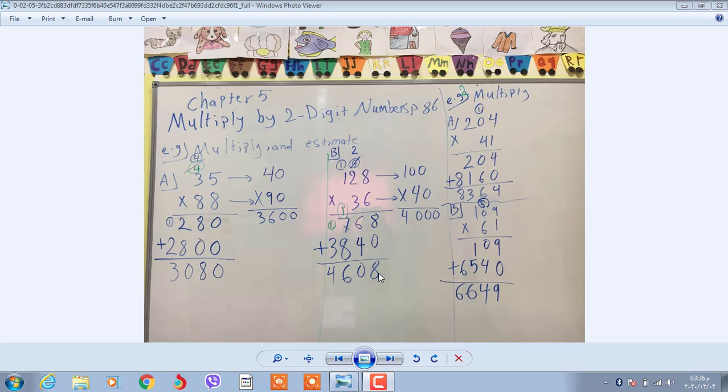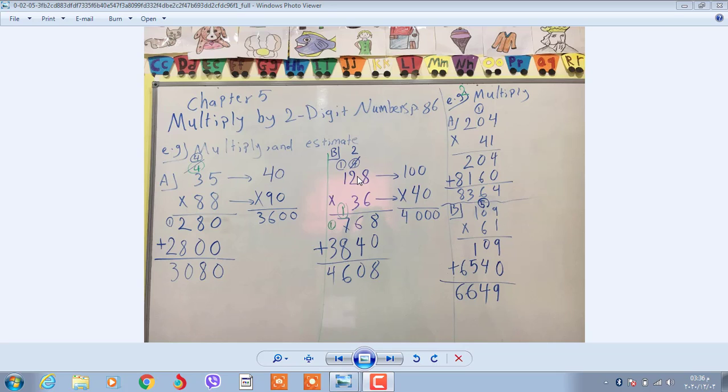8 plus 0 equals 8. 6 plus 4 equals 10. Write down 0 and carry 1 to the next. 7 plus 8 equals 15. 15 plus 1 equals 16. Write down 6 and carry 1 to the next. 1 plus 3 equals 4. So 128 multiplied by 36 equals 4608.